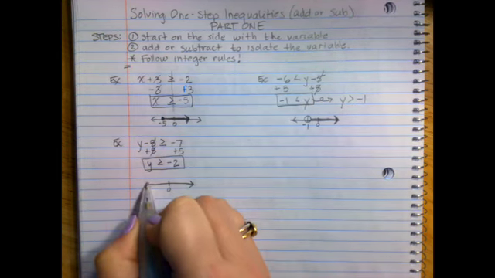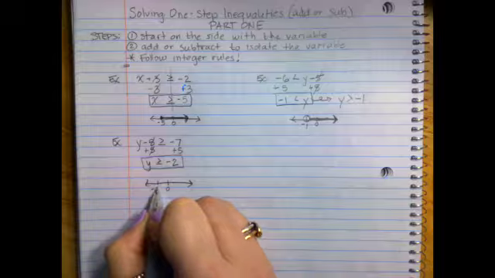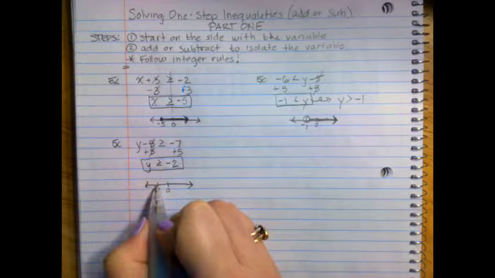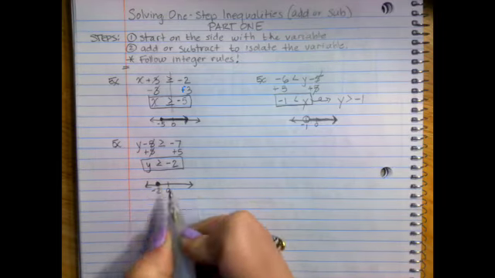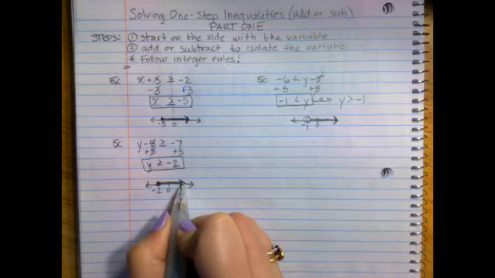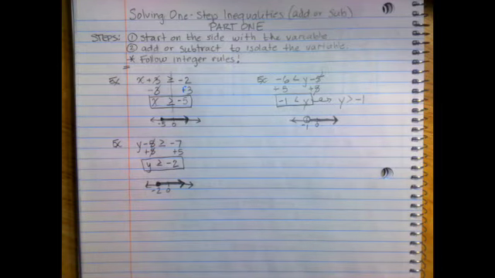So show 0, show my negative 2. Greater than or equal to, so it will become filled in, and shade all the greater values.